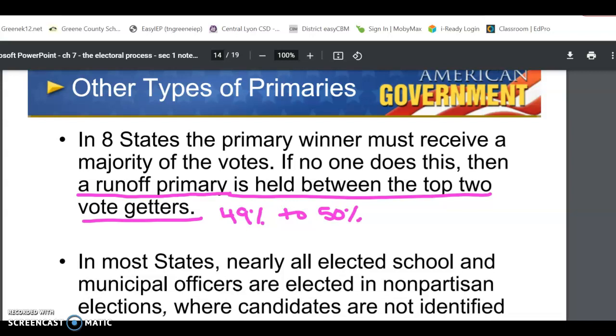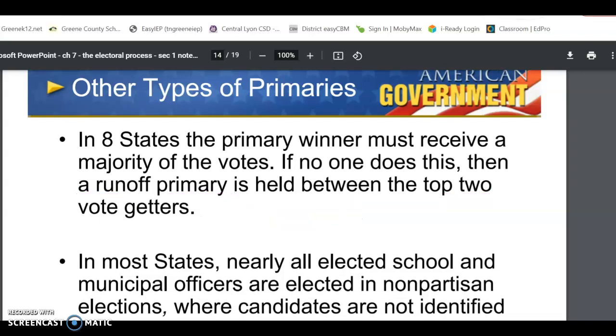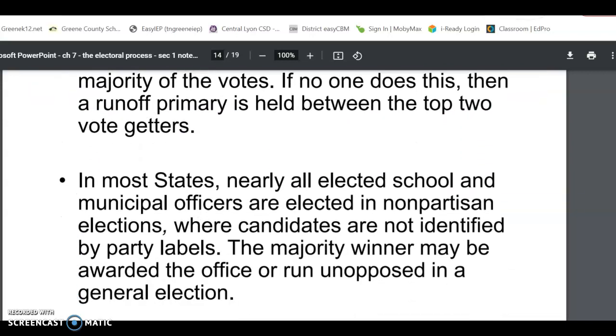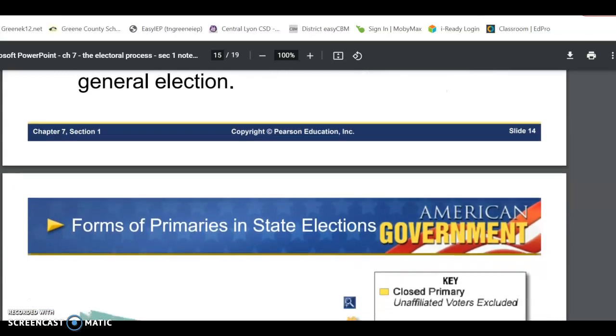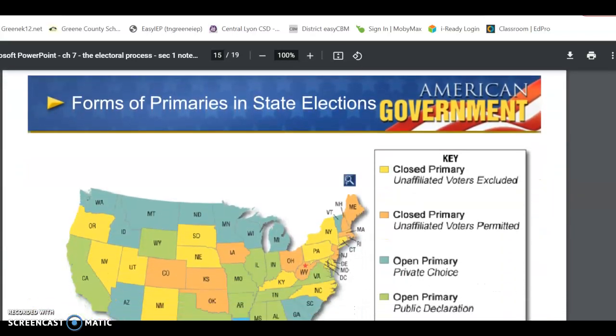In most states, nearly all elected school and municipal officers are elected in nonpartisan elections where candidates are not identified by party. So when you're voting for school board and things like that, that really doesn't have anything to do with a certain Republican or Democrat or independent. You're voting for just the candidates themselves. The majority winner would be awarded the office, or a lot of times they'll run unopposed, where nobody else is running against that person, so they know they're going to be the winner.